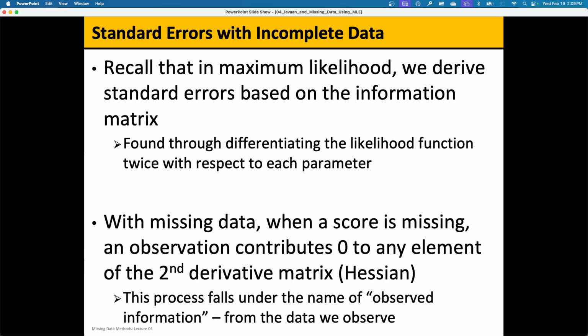All right, so about standard errors. Recall that in maximum likelihood, we derive standard errors based on the information matrix. Information matrix, again, another matrix.